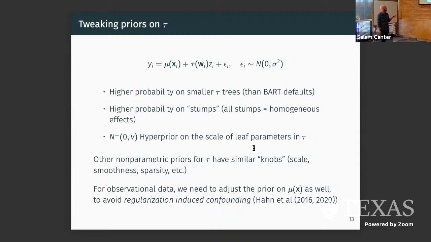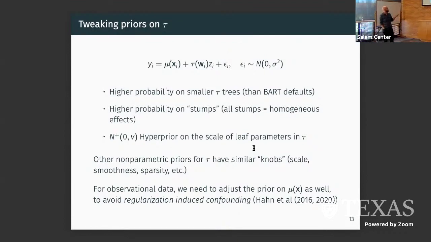Okay? Like I said, we put higher probability on stumps to get homogeneous effects, a stump just being a tree that doesn't split at all. And then we actually use a particular hybrid prior on the scale of the leaf parameters in tau. Again, this is just to control the variability in tau. So these are the knobs that we have when we're using BART priors on tau and mu. Other non-parametric priors will have their own knobs that we can turn.